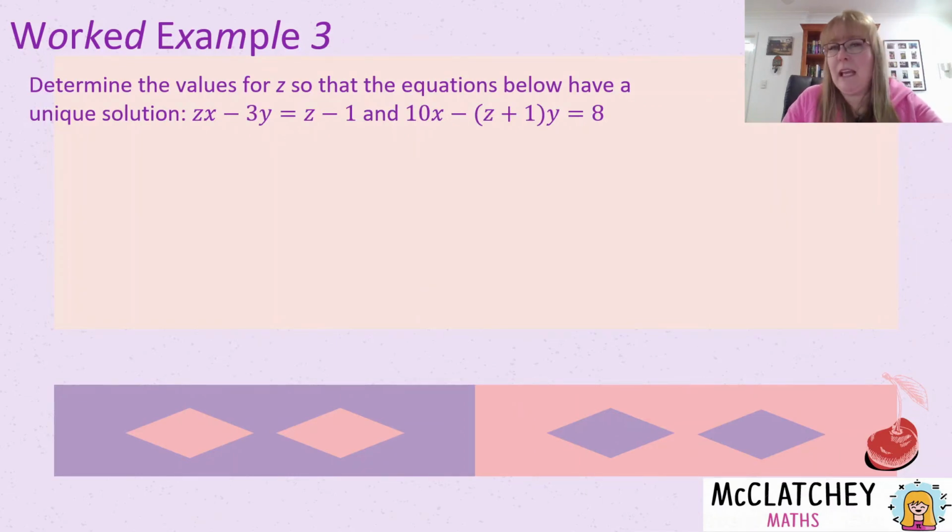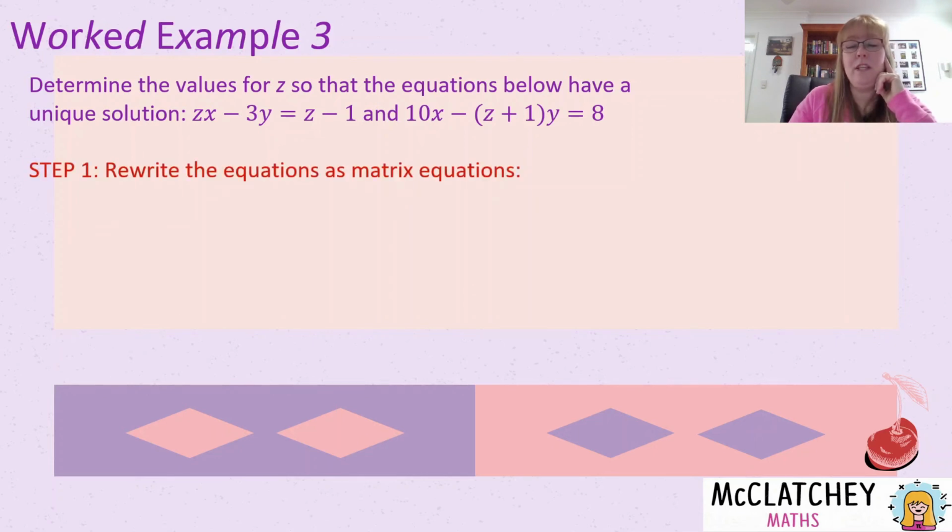Okay, let's look at something a little bit more complicated. You're going to see this in your textbooks, possibly in exam questions. We're asked for all of the possible values of z where the equations will have a unique solution. What it means by a unique solution is that those two lines are not going to be parallel, they're actually going to intersect. And what are all the possible values of z that would make those have a unique solution?